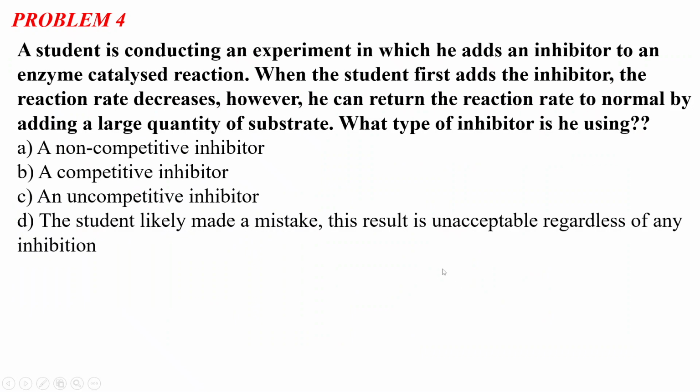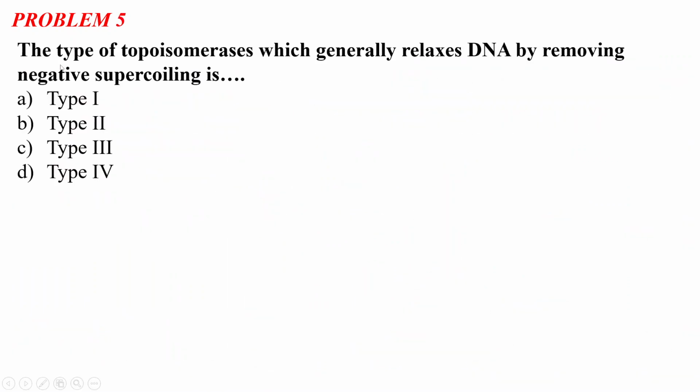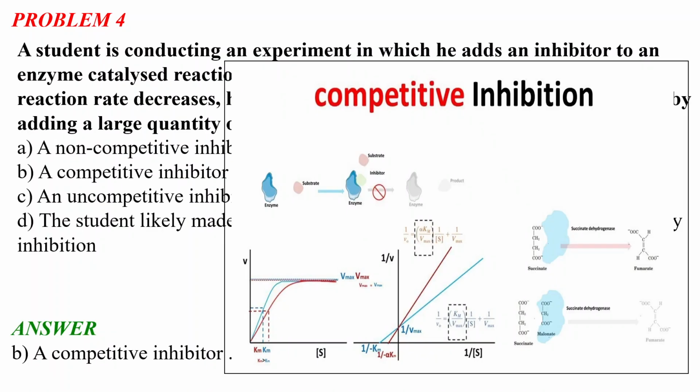Okay, so it was our problem number 4. Now we will move toward problem number 5. It says that the type of topoisomerase which generally relaxes DNA by removing negative supercoiling is type 1, type 2, type 3 or type 4. So you have to identify the correct type of topoisomerase which generally relaxes DNA by removing negative supercoiling, okay. So the options are type 1, type 2, type 3 and type 4. Does anybody want to answer this question in the chat box?